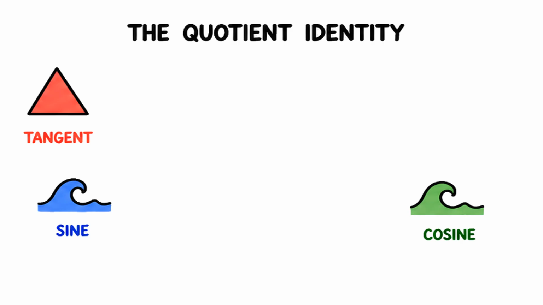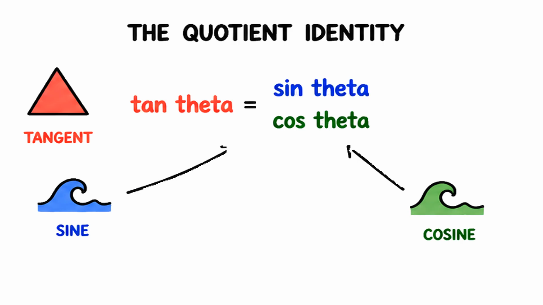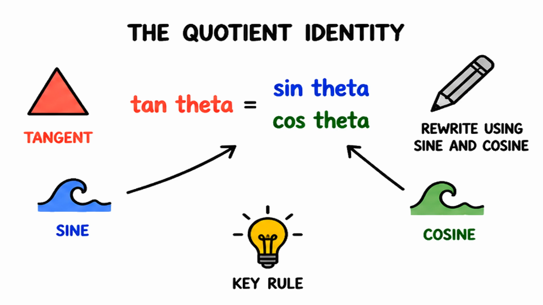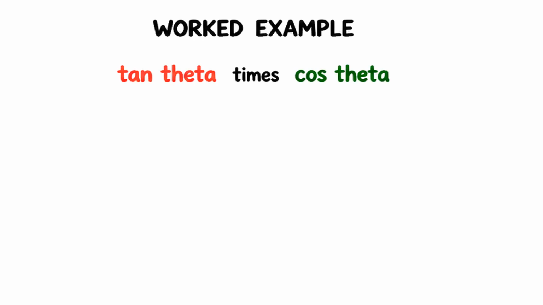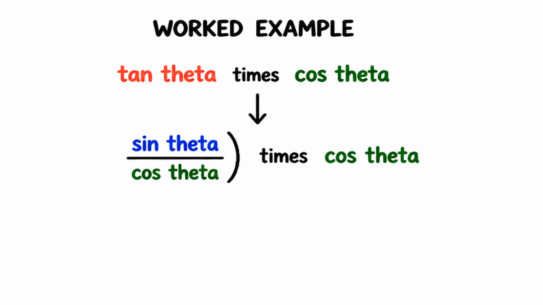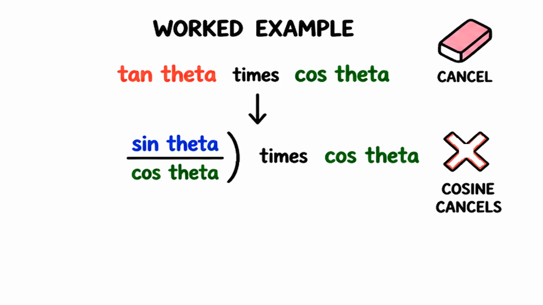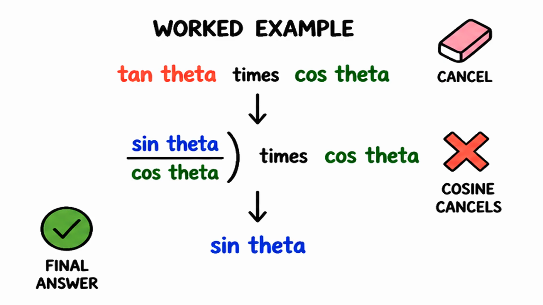The first essential identity connects tangent, sine, and cosine. Tangent theta equals sine theta divided by cosine theta. So whenever you see tangent in a trigonometric expression, you can rewrite it using sine and cosine. For example, if an expression contains tangent theta multiplied by cosine theta, replace tangent theta with sine theta over cosine theta. The cosine terms cancel, leaving sine theta.